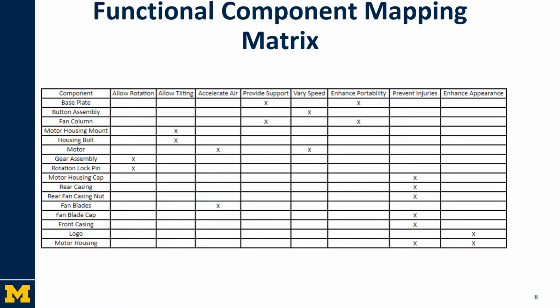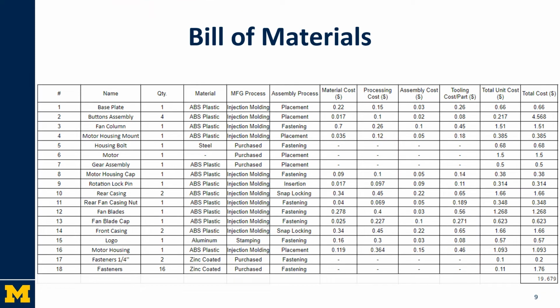Here you can see our functional component mapping matrix, which describes each functive that each component relates to. This is our bill of materials. As you can see, the total price of our desk fan comes out to $19.68, with a major cost of that being the button assembly.